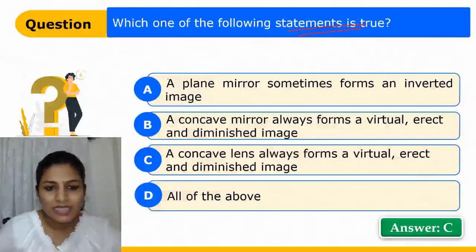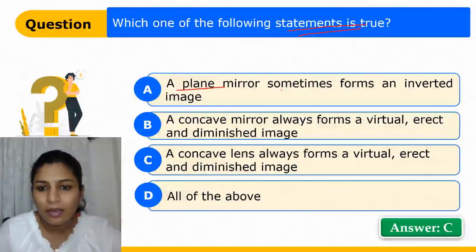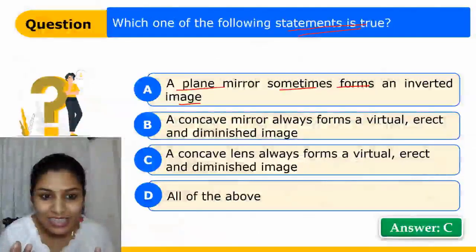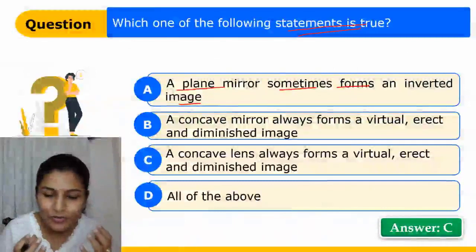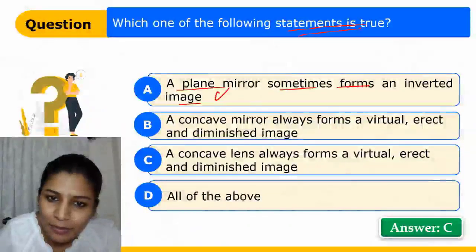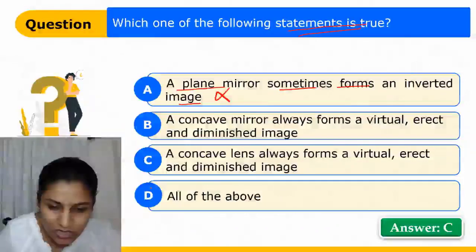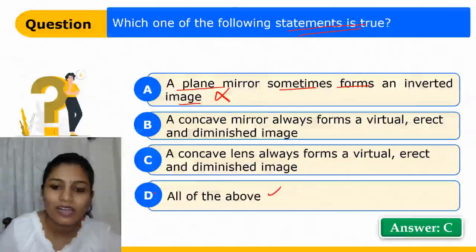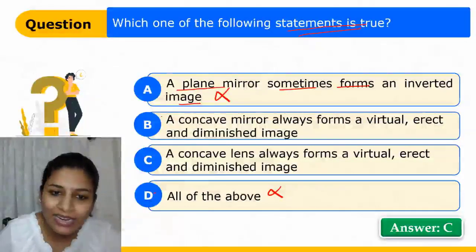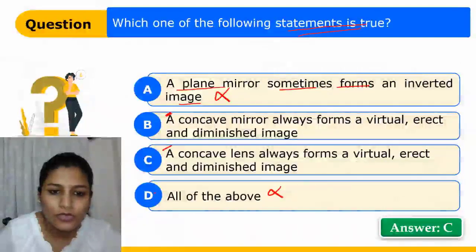See, the first statement says a plane mirror sometimes forms an inverted image. Have you ever seen in a plane mirror that your image is being inverted? This never happens. So this statement is completely wrong. And option D says that all of the above are correct. Since the first is wrong, this cannot be right. So now we have to analyze option B and option C.